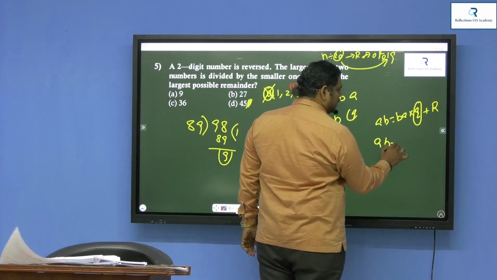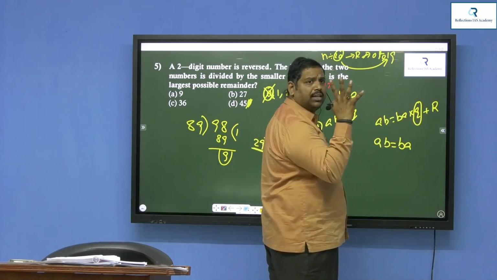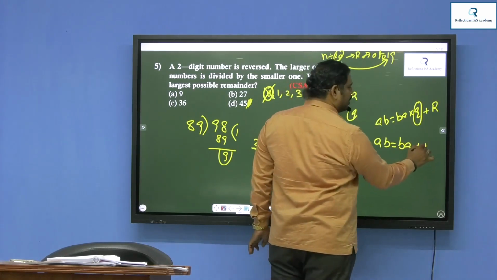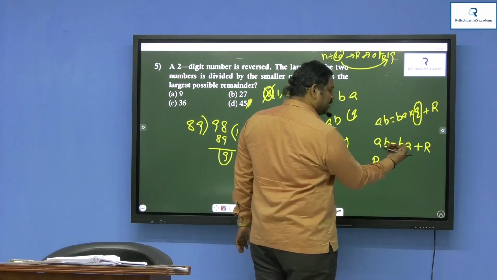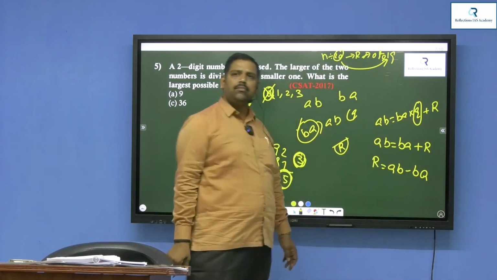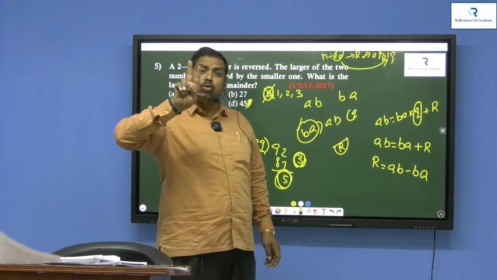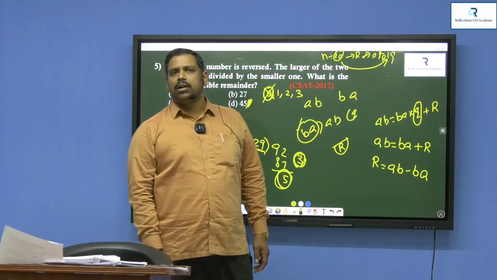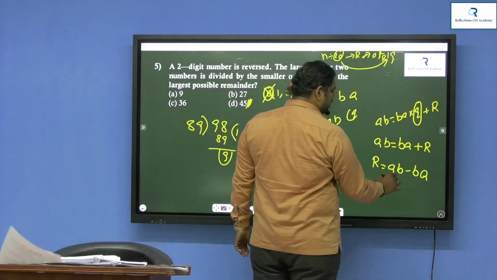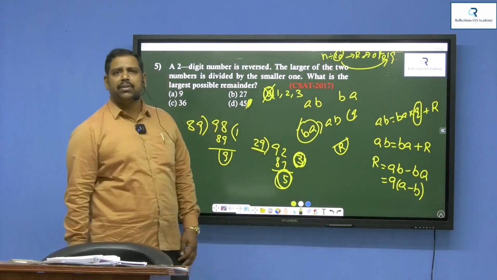AB is equal to BA into quotient 1. Required to write or no need to write? No need to write. Plus remainder. Now tell me, what's the remainder I can say? Move this side: AB minus BA. AB minus BA means the difference between a 2-digit number and its reverse. What's the 2-digit number minus its reverse? 9 times of A minus B. Yes or no? 9 times of A minus B.